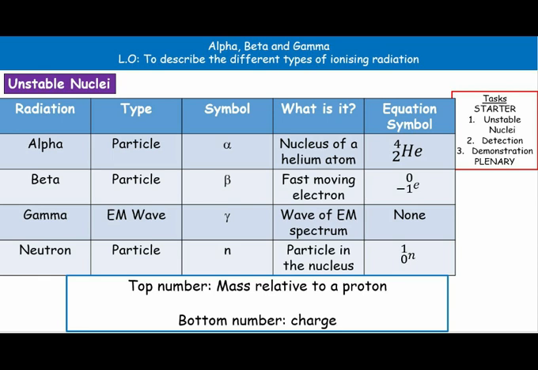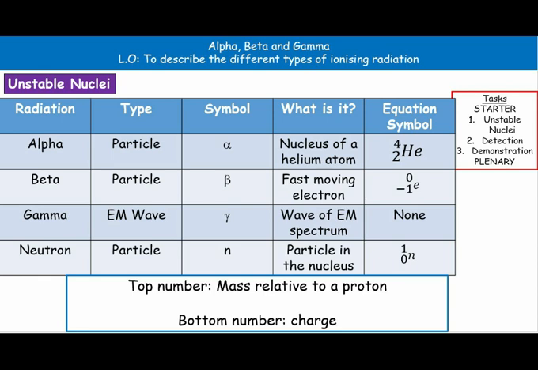So if we look at alpha first of all, then this is a particle. So we've got the little symbol there for alpha, so I would suggest you practice drawing those as well. Now, in terms of what an alpha particle actually is, it's the nucleus of a helium atom. Now, when we actually write that in an equation, because it's the nucleus of a helium atom, we start off with He, the symbol for helium, and then with the top, the number 4 there, is the mass relative to the proton, and then the bottom number there, the 2, that is the charge on it. So that is our alpha particle first of all.